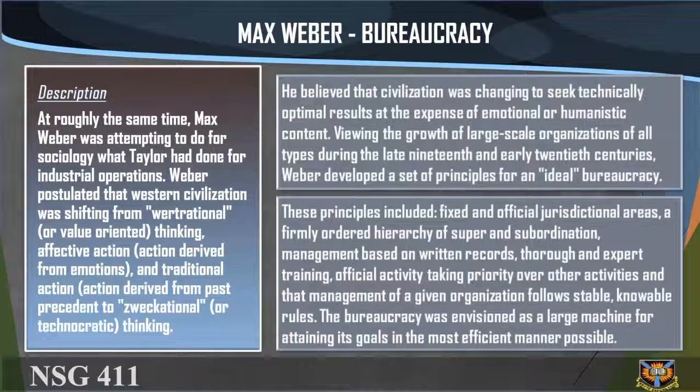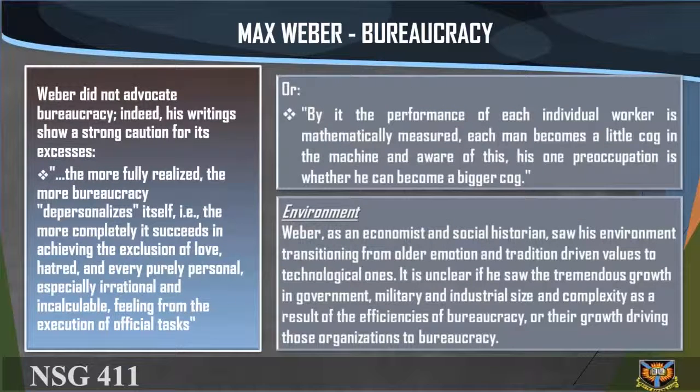These principles included fixed and official jurisdictional areas, a firmly ordered hierarchy of super and subordination, management based on written records, thorough and expert training, official activity taking priority over other activities, and that management of a given organization follows stable, knowable rules. The bureaucracy was envisioned as a large machine for attaining its goals in the most efficient manner possible. Weber did not advocate bureaucracy.